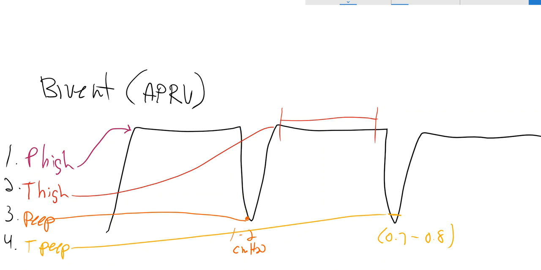So now that's just a really basic overview of some of the terminology that's associated with Bivent. But on the next slide, we're going to try to help tie more of that together, and hopefully it'll make more sense to you.